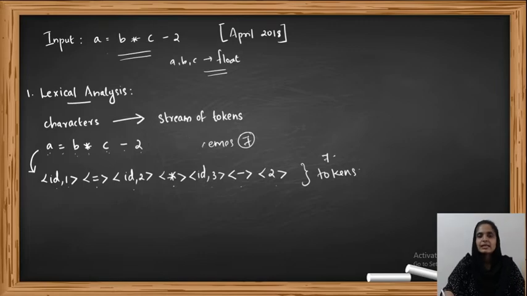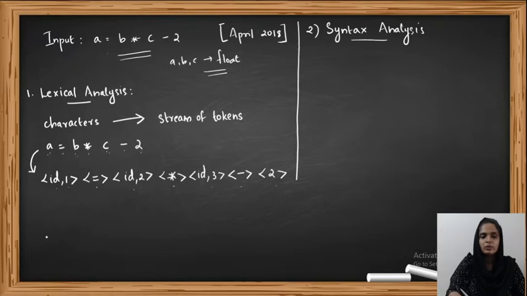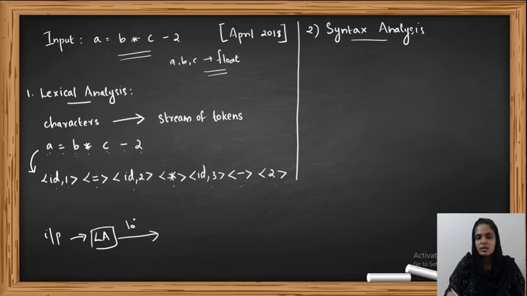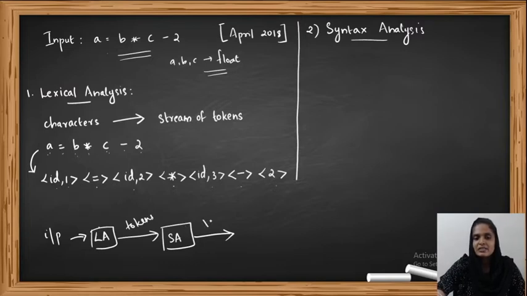Now let's consider the second phase of the compiler, syntax analysis. So now we know that we have given our input to the lexical analyzer. Lexical analyzer produces tokens, and now these tokens will be given to the syntax analyzer. And what will be the output of a syntax analyzer? Syntax analyzer is also known as parser. Similarly, lexical analyzer is also known as scanner. Okay, so the syntax analyzer or the parser will produce a parse tree.